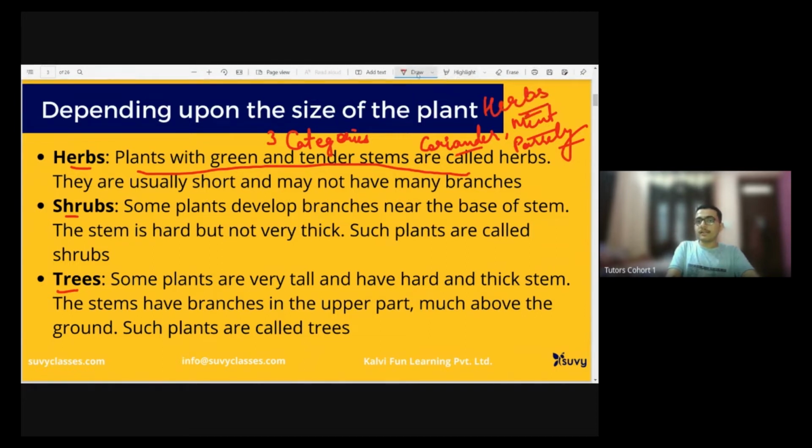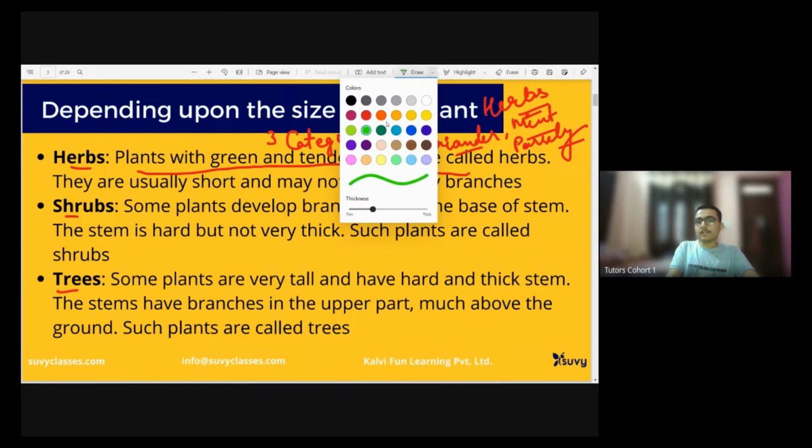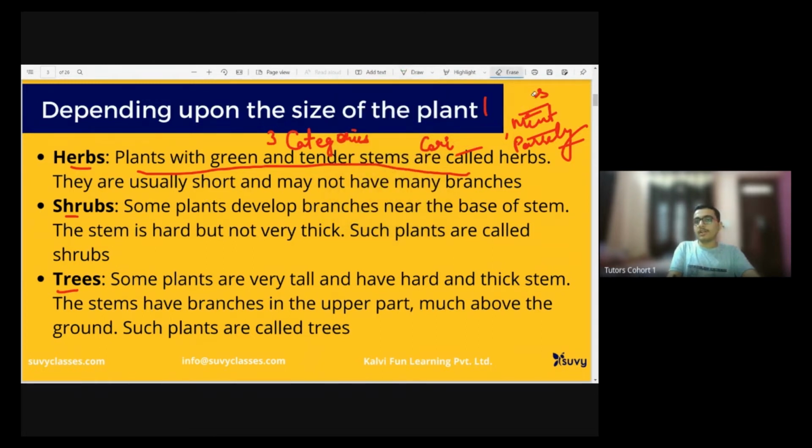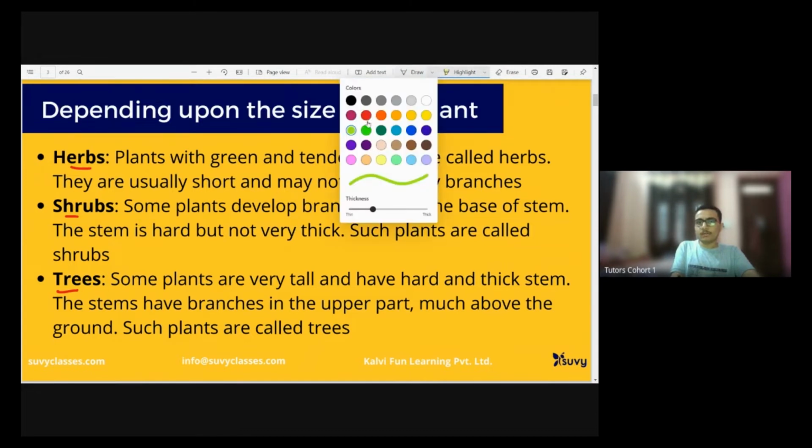Let's write it in green, since we are working on herbs. So herbs are small, green plants. Majorly when we go for exams, they ask you to differentiate between herbs, shrubs, and trees. So you should know the major differences. Herbs have a green stem. Well, it's not visible on yellow, so let's go back to red. Sorry for that. I didn't know that it would not work.